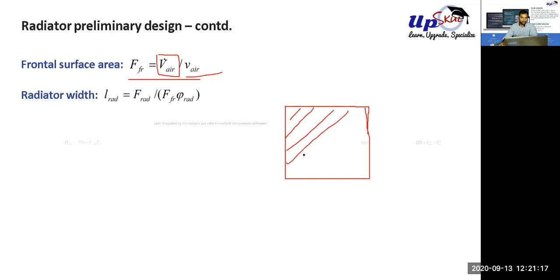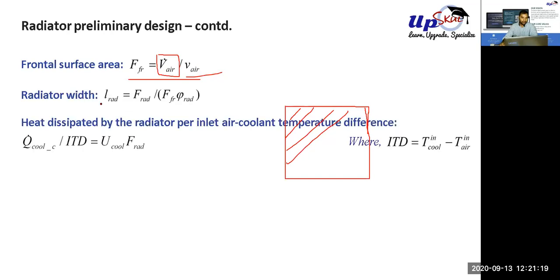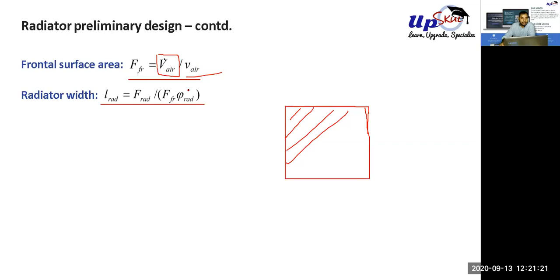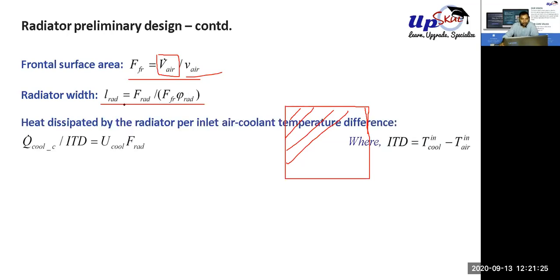From that frontal area, for example, the width or the height, we will have one of them as a constraint from either the styling or the body department, because we'll have to fit the radiator somewhere, right? We'll have mounting and all. So from that we can take the width, and the height we can automatically find out.